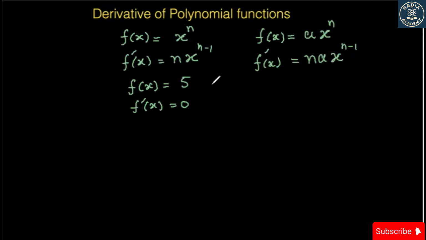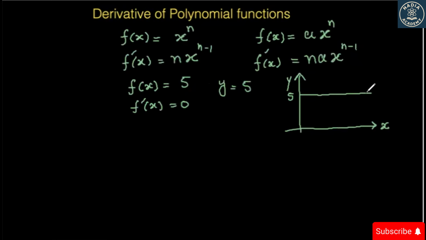And this f of x equal to 5 is actually y equal to 5, so this is a straight line graph. Here we have the x-axis and the y-axis. So f of x equal to 5 will be a straight line, and the gradient here is 0. So the derivative is 0.